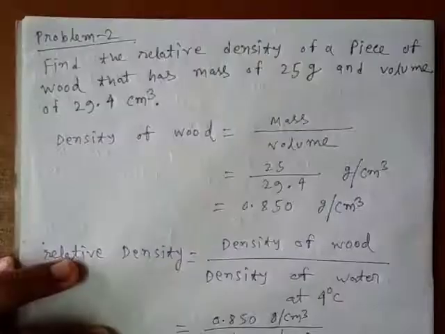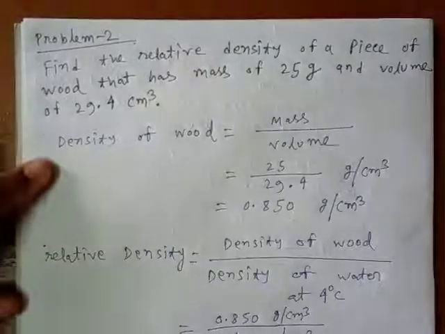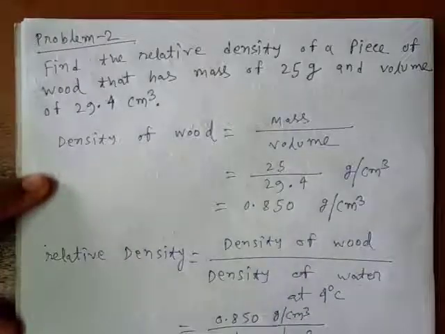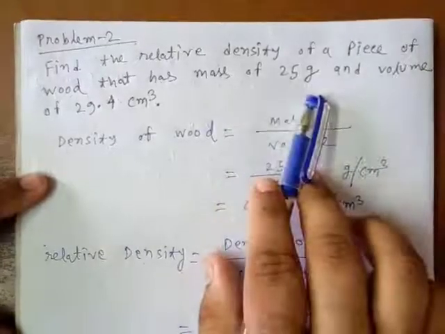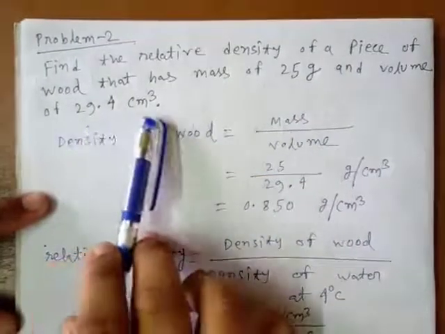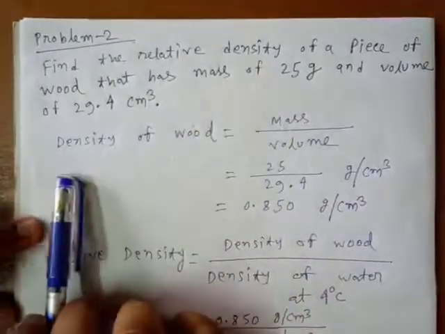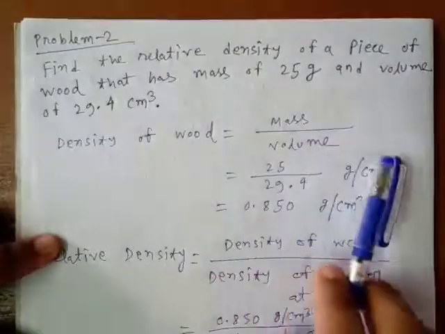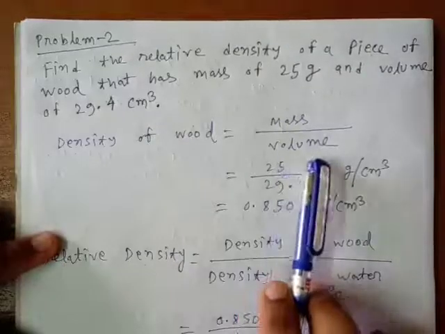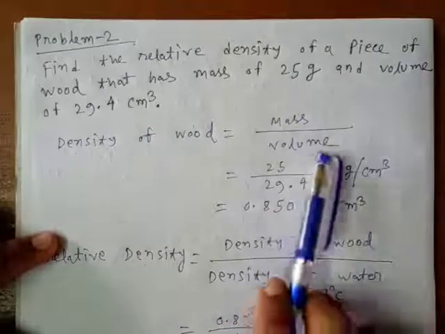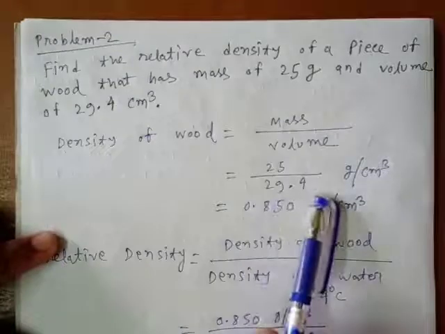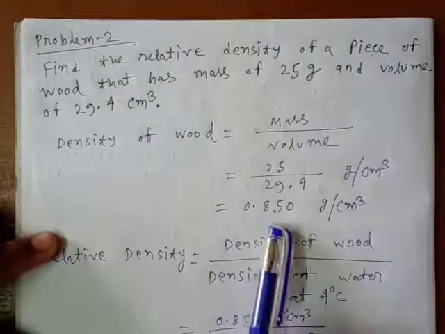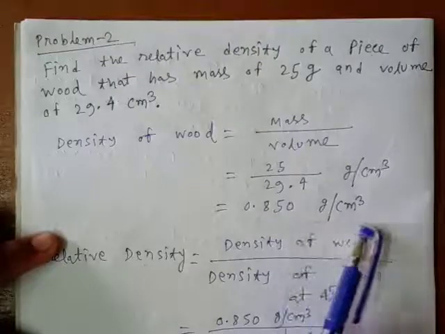Okay. Now this is your problem number 2. Find the relative density of a piece of wood that has mass 25 gram and volume of 29.4 centimeter cube. So first we have to find density of wood. Density of wood is given by mass of wood divided by volume of wood. Mass of wood is 25 gram and volume of wood is 29.4 centimeter cube. So the density of wood is 0.850 gram per centimeter cube.